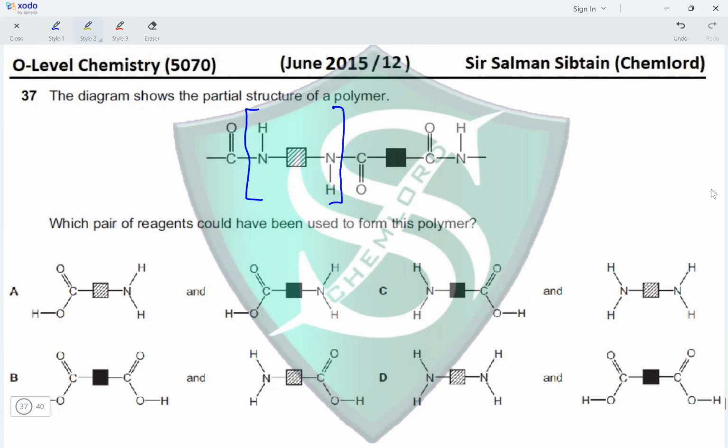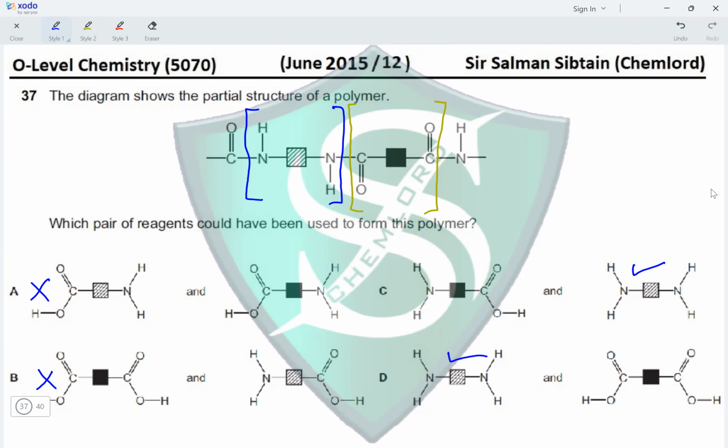The other monomer would start from exactly where the first monomer ended, and it would end at the next amide bond. So the two monomers that we would have would be a box with diagonal lines in it attached to two NH2 groups. This is not present in options A and B, eliminating them. It is present in option C and it is present in option D.